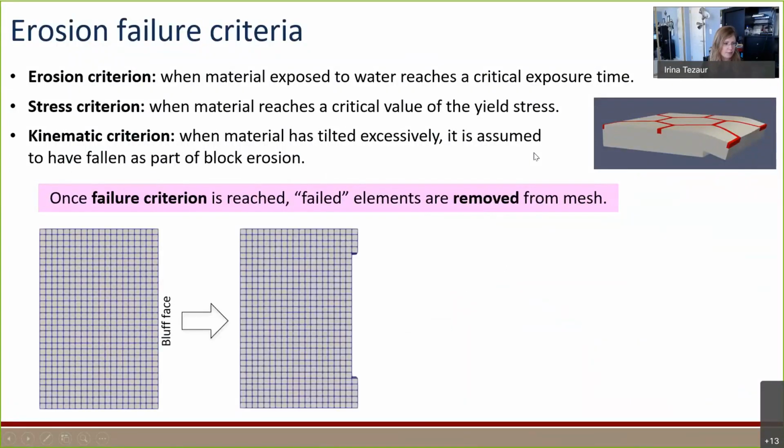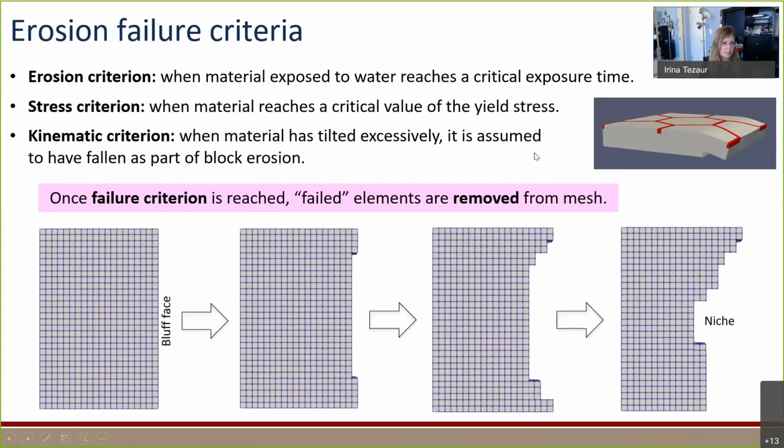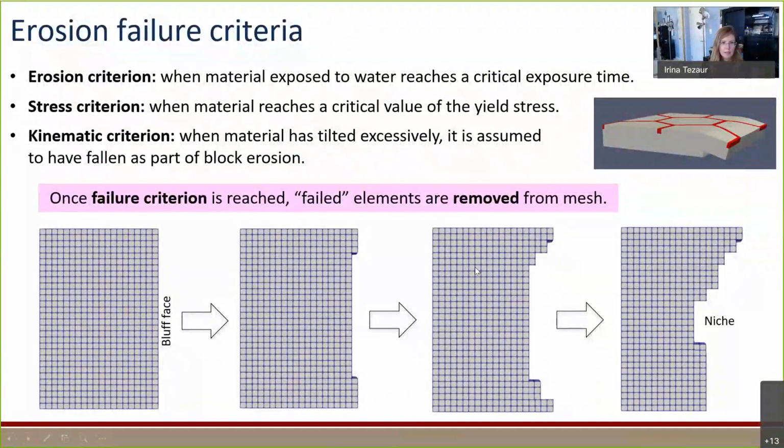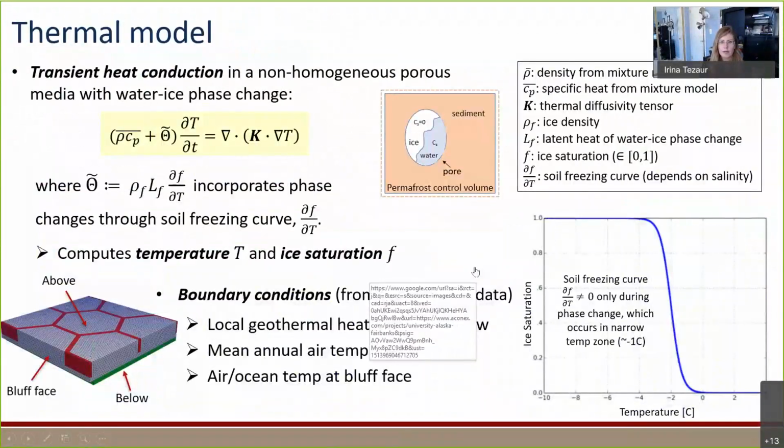I emphasize that we're actually removing material from the mesh. So this is a really simple animation that shows this, and I'll show more sophisticated ones later. But we start with an uneroded geometry. As we apply boundary conditions, the elements get removed, and eventually we see the formation of this niche at the bluff face. Okay. All right. So that was the mechanical model. So let me now talk about the thermal model, which is the other piece of the overall model.